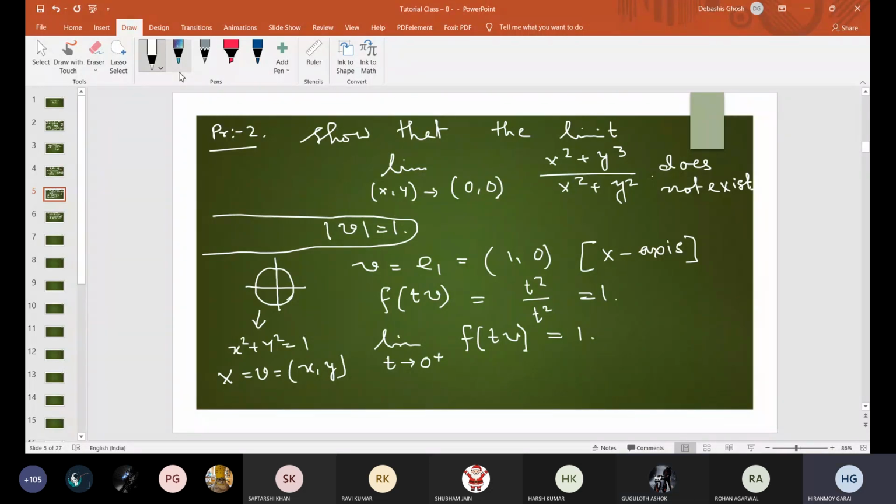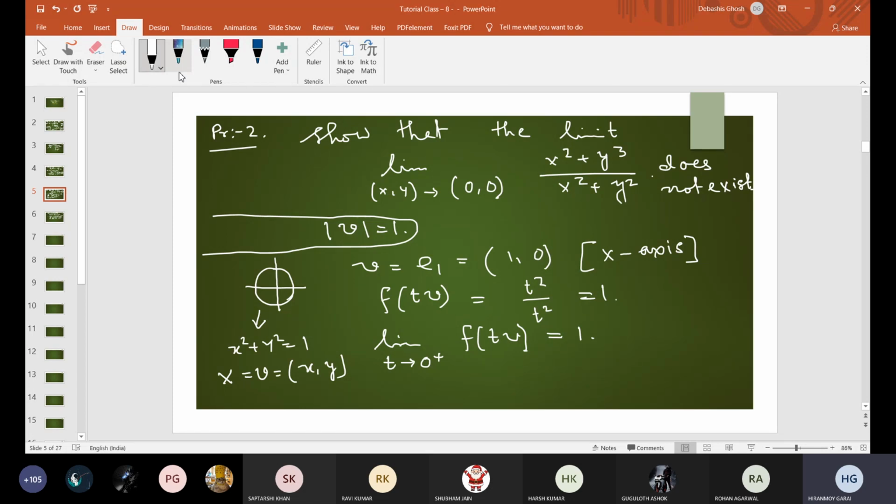How that approach is, you just see what I said, that mod v equals to 1. Mod v equals to 1 means it gives you a circle, because mod v means you have the component x and y. So mod of v means under root of x square plus y square. So that is x square plus y square equals to 1. So we are considering all the points from origin to the boundary of the circle. If you just consider all the points on this one, and then you are tending towards your origin.